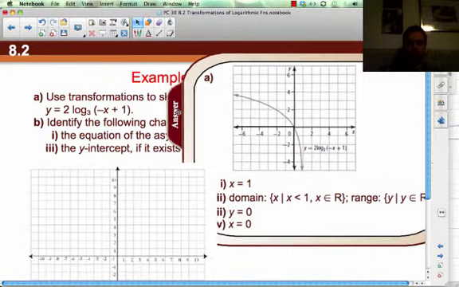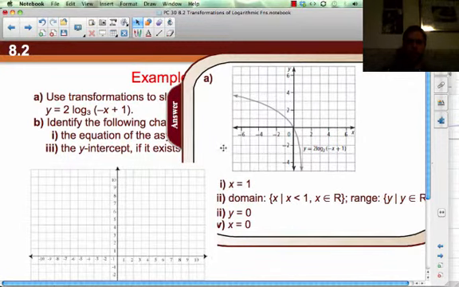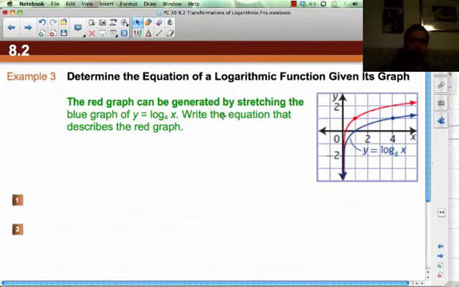So here's your answers for all of those properties. And you can hit pause if you want to study these a little more. Check, see if you got them right. Example 3, determine the equation given the graph.